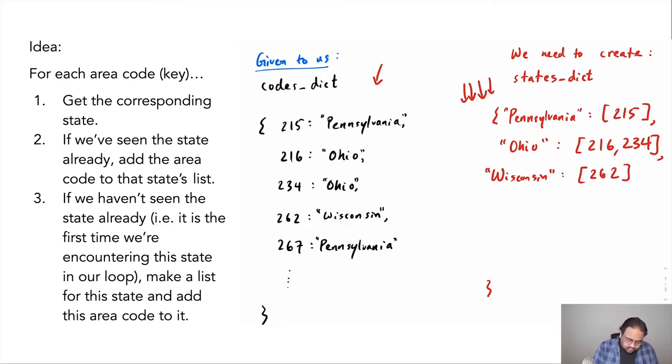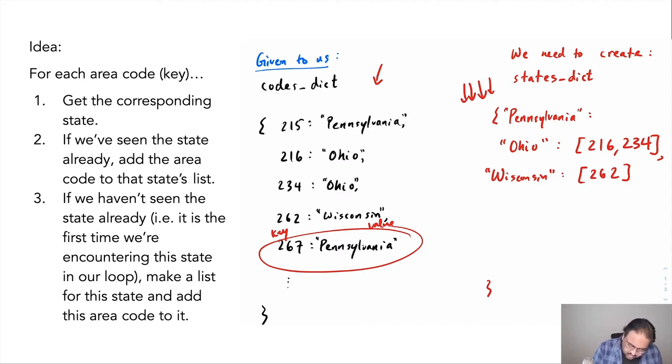All right. And lastly, we look at 267 and Pennsylvania. We ask, is Pennsylvania one of the keys in our new dictionary? And it is, right? It's right here. And so instead of making a new list, we just take 267 and add it here. Let's add a little more space here. So we have 215 and 267. Great.